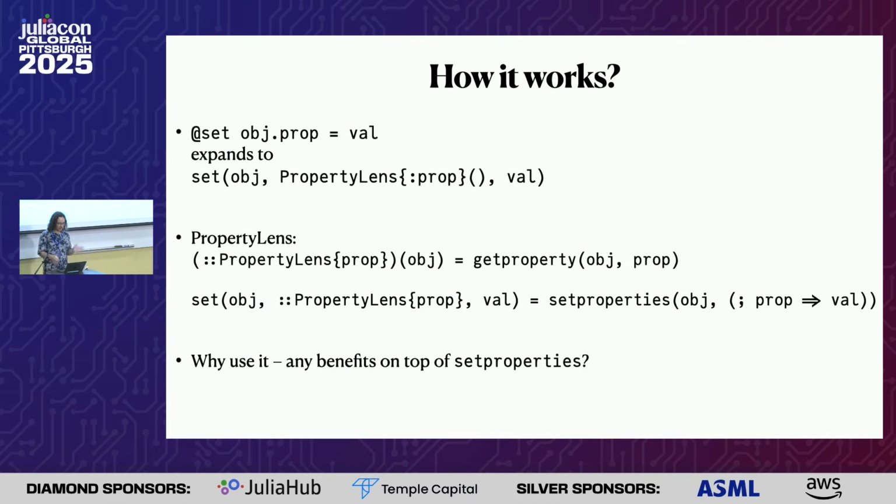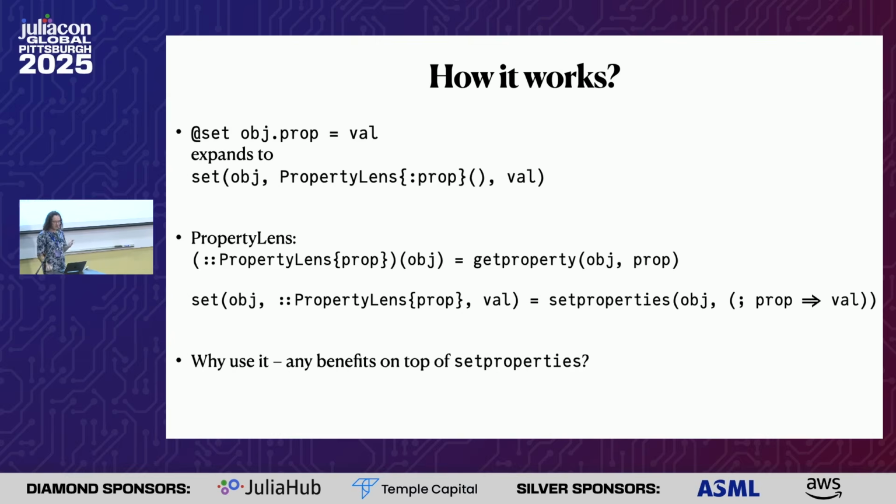So first of all, how it works. Of course, there is no magic. When you see @set and some property setting, it just expands to regular Julia code. Everything is clear and can be explored with @macroexpand. And the property lens implementation is also pretty short. It just gets getproperty and calls setproperties on set.